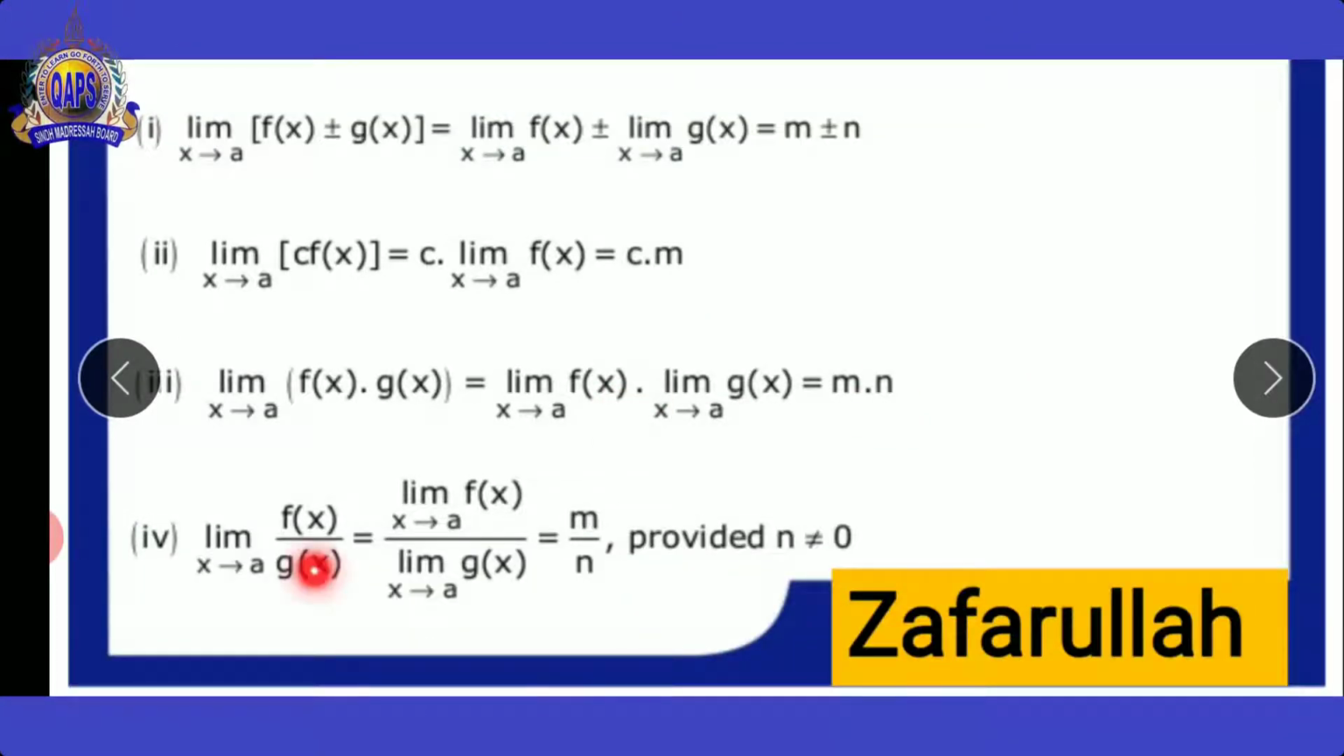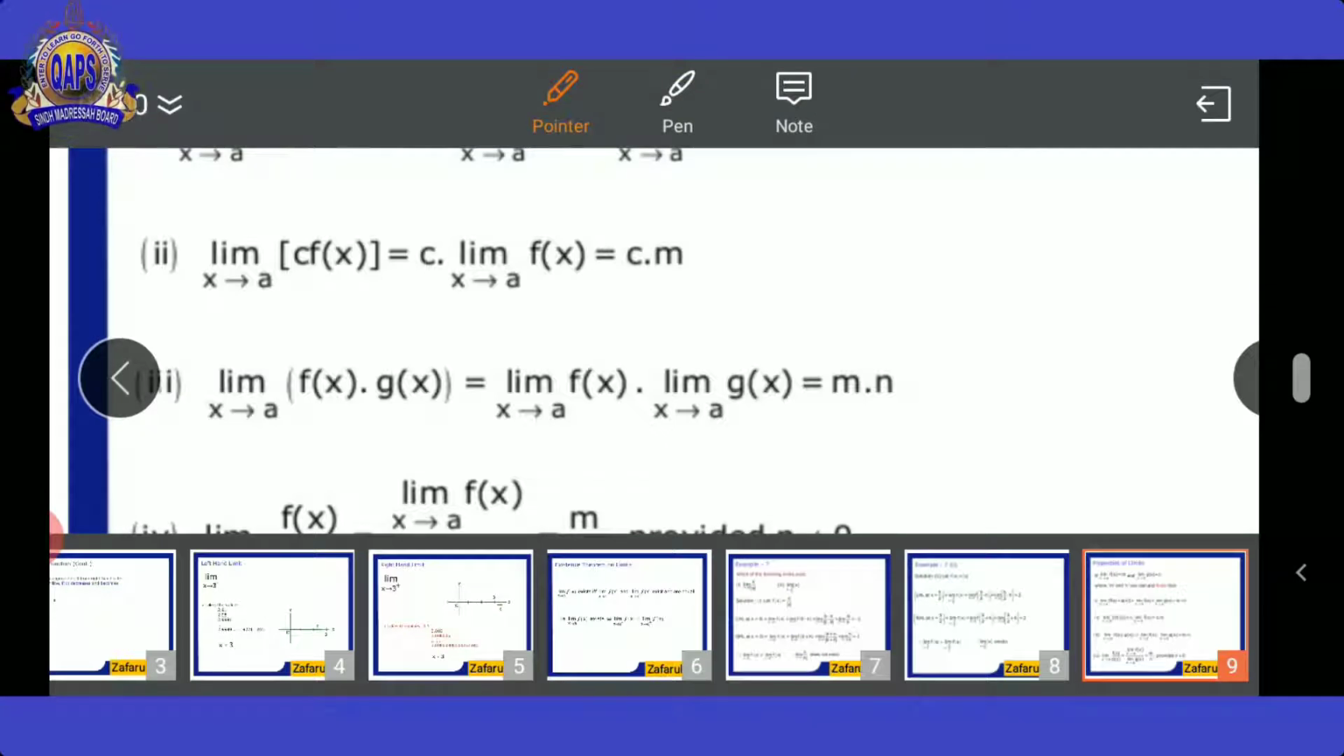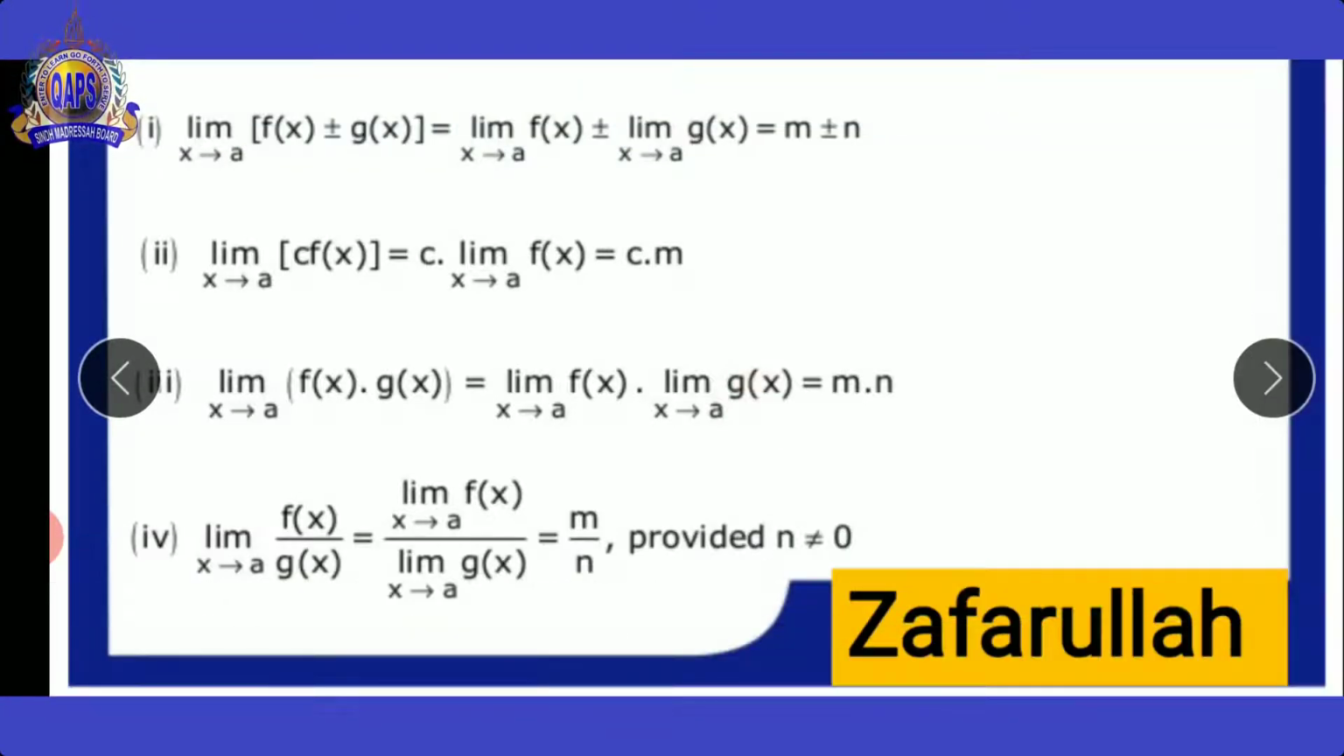And now in the division form, the result will be the same, because the limit is applied separately on numerator and denominator. This whole function is equal to m, and this whole function is equal to n, where n does not equal 0, because when n equals 0, the value of the limit is converted to infinite, and infinite does not exist as a limit.